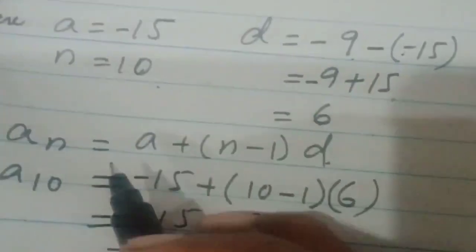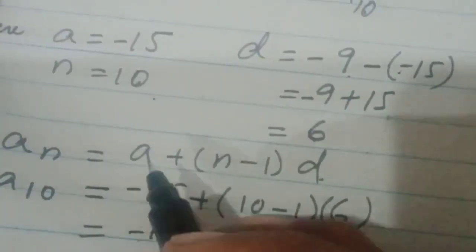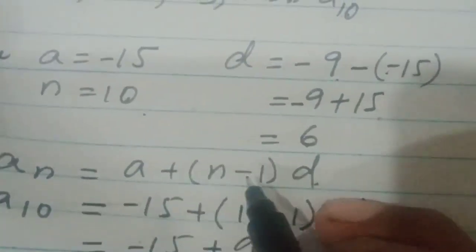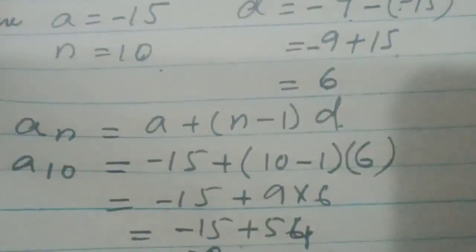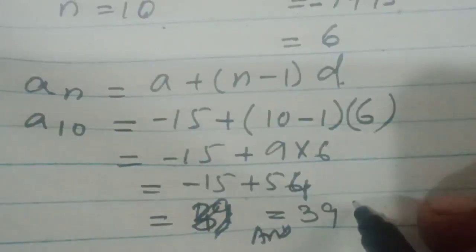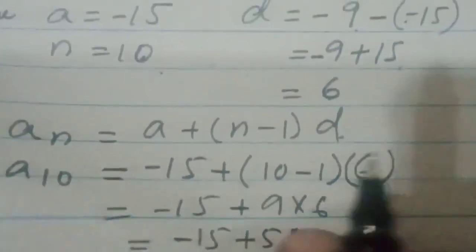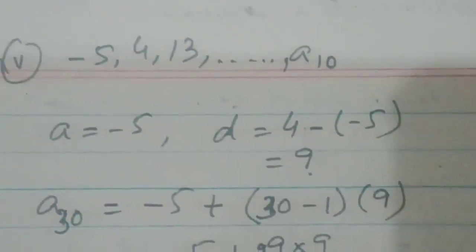Now a10, putting n equal to 10, a equal to minus 15, and 10 minus 1 will be 9, and that will be 54. Subtracting 15 you will get 39. So these are the examples. Now we'll take another example: minus 5, 4, and so on, and a10.